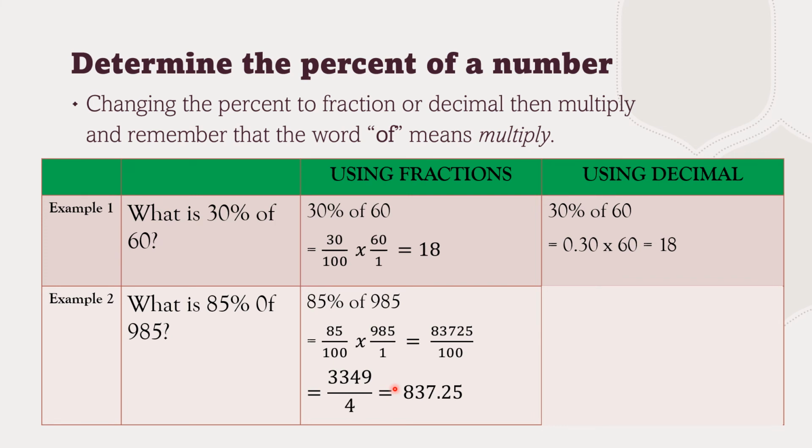So we look for the GCF first. So the GCF is 25. So 83,725 divided by 25 is 3,349 over 4. And then we divide. The 85% of 985 is 837 pesos, or 837 and 25. And by using decimal, of course, 85% will become 85 hundredths times 985, which is equal to 837 and 25 also.